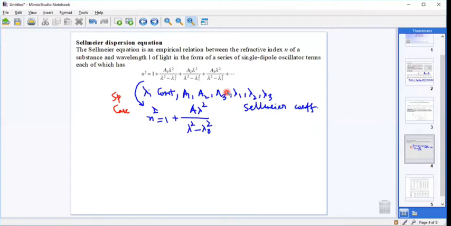To explain many absorption bands, one has to assume different species of electrons with different natural frequencies omega j, corresponding to the wavelengths lambda j in the substance. Then we can write n squared equals 1 plus the sum over j of A j lambda squared divided by lambda squared minus lambda j squared.